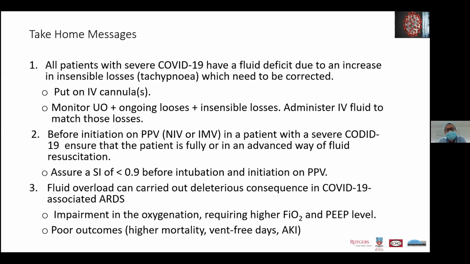Before initiation of PPV, via non-invasive or even invasive, in a patient with severe COVID-19, ensure that the patient is fully or in an advanced way of fluid resuscitation, and make sure that the shock index is less than 0.9 before you apply PPV. Fluid overload can carry deleterious consequences in COVID-19 associated ARDS that impair oxygenation, requiring high oxygen or even high levels of PEEP, and poor outcomes.